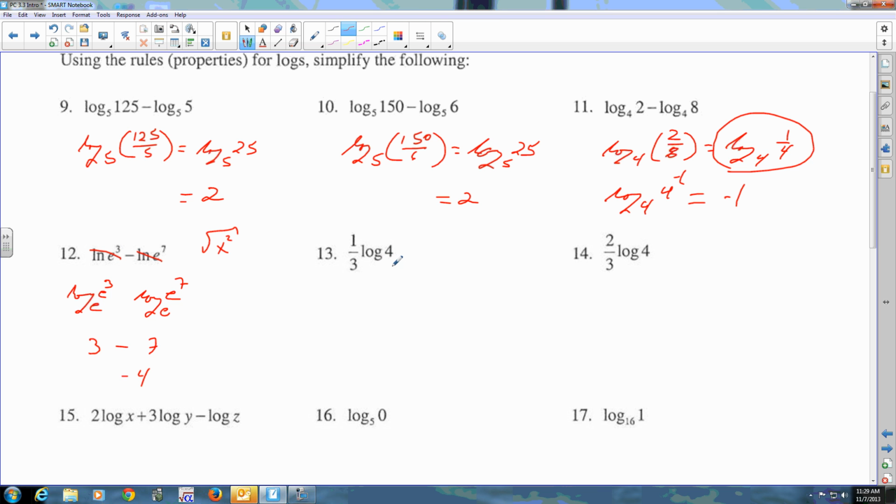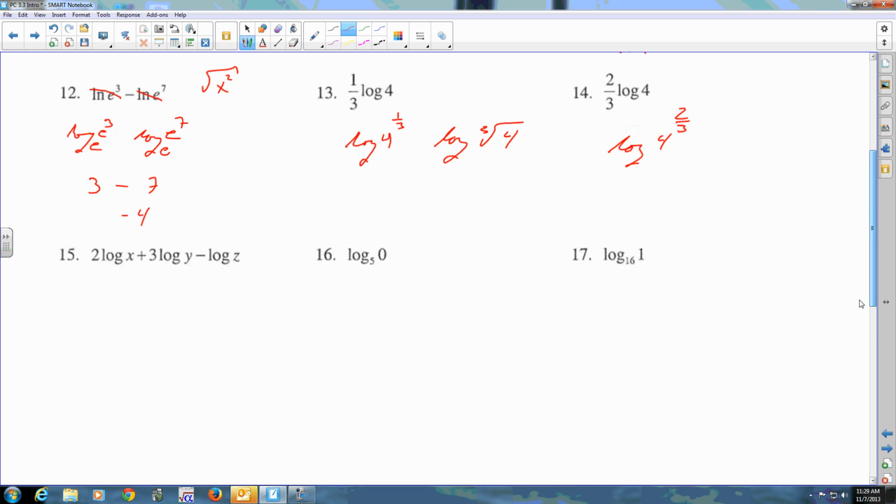This one, there's nothing really to solve on this. It's just rewriting it using the rules. It's 4 to the 1/3. Or if you want to write it, there's no requirement to do this, log of the cube root of 4. Okay, I would take either one. This just pushes up. Log of 4 raised to the 2/3 power. Okay, a little bit longer.